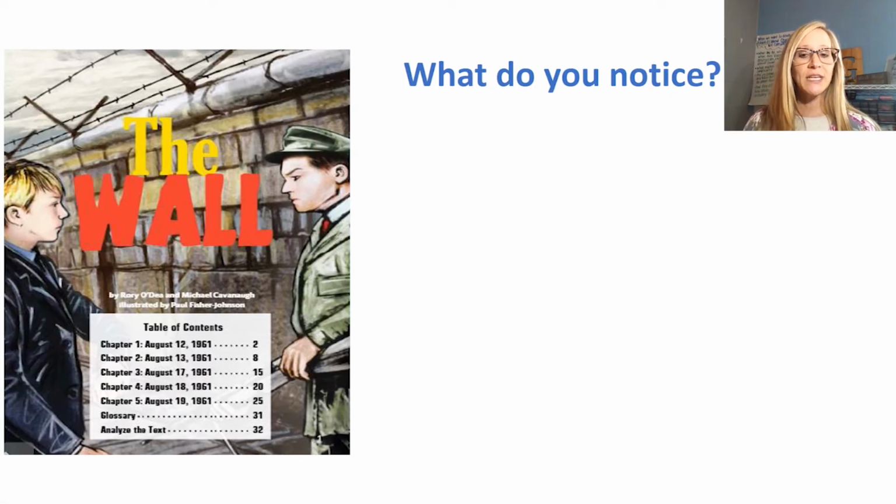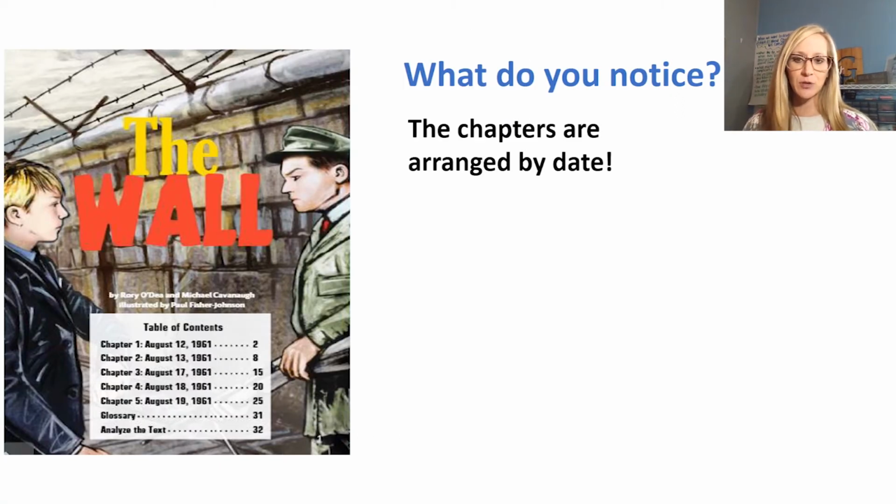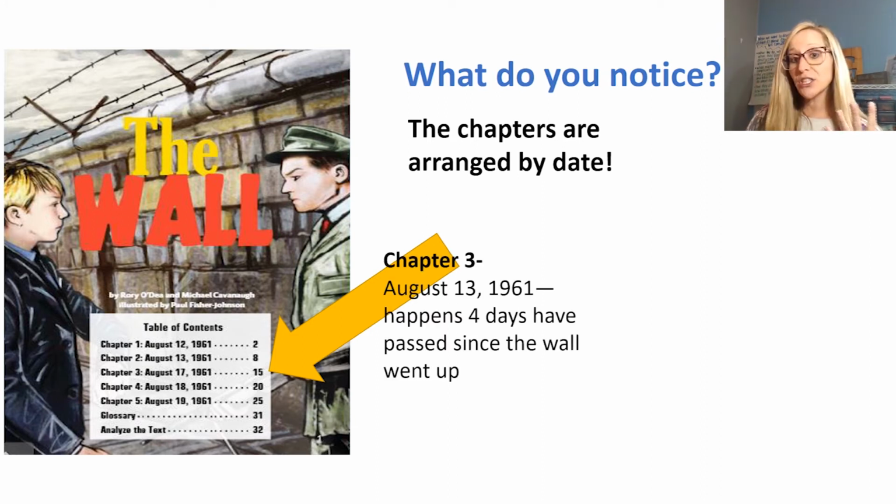Before we start reading, I want us to take a look at the table of contents again. Remember that the chapters are arranged by date. What do you notice about the date for Chapter 3? Yes, it is August 17th, 1961, which is 4 days past the wall being put up.